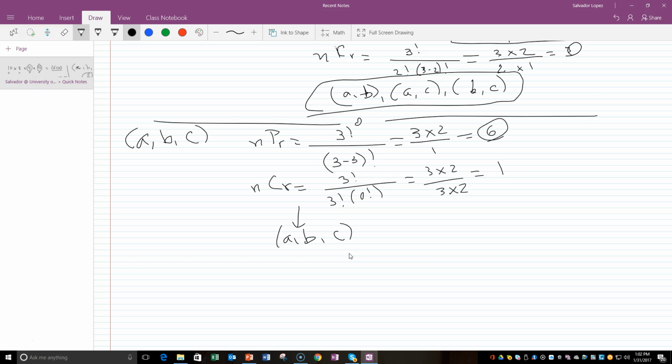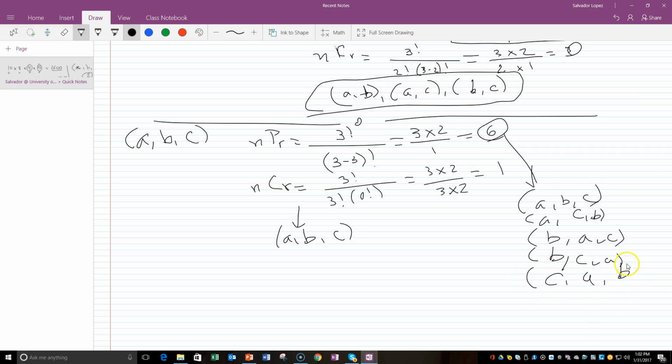BAC, CAB, all of them are the same. But in the case of a permutation, you have ABC and ACB. You have BAC and BCA. And finally you have CAB and CBA. You have a total of 6 different outcomes.